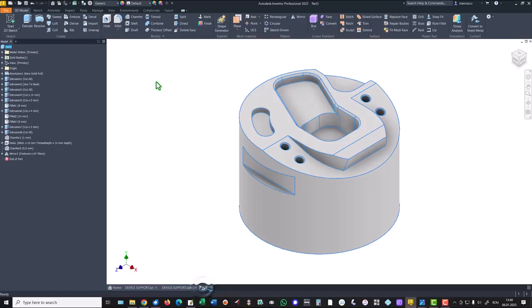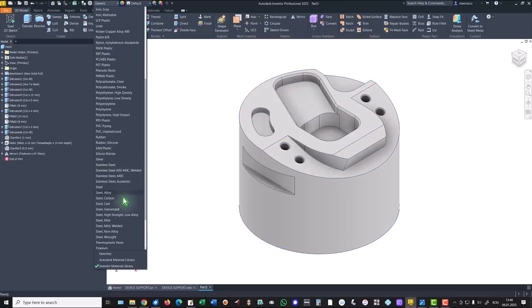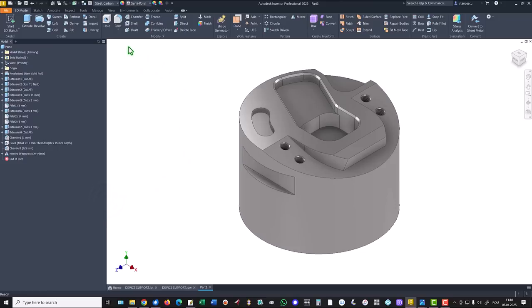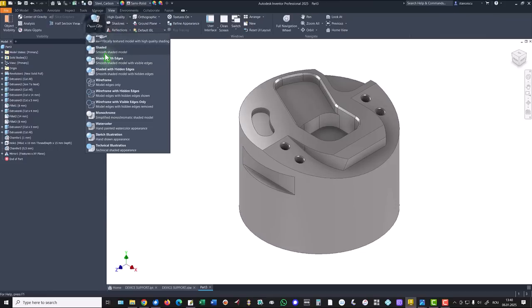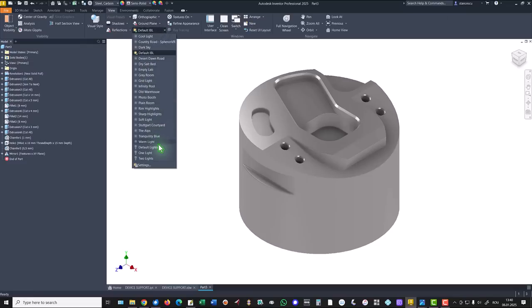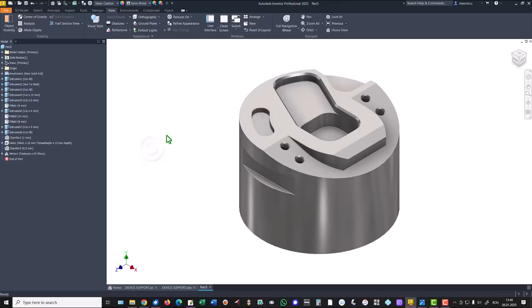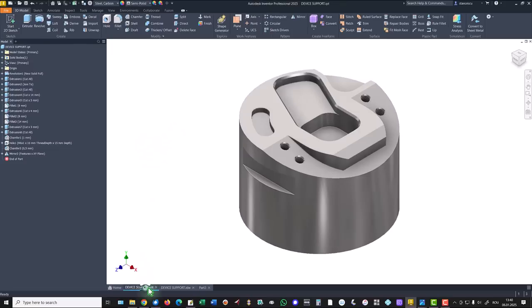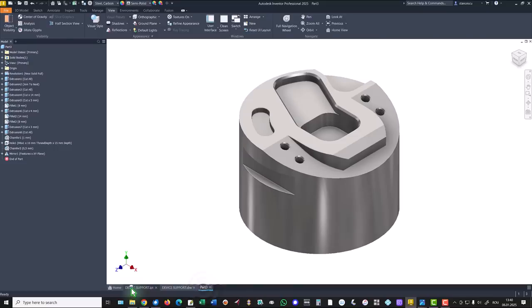Material is steel carbon. View, not for the edges, and the light is default lights. Now you see that there is no difference between the two.